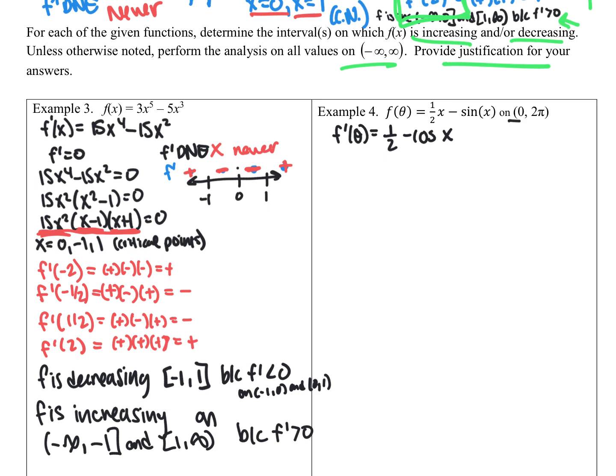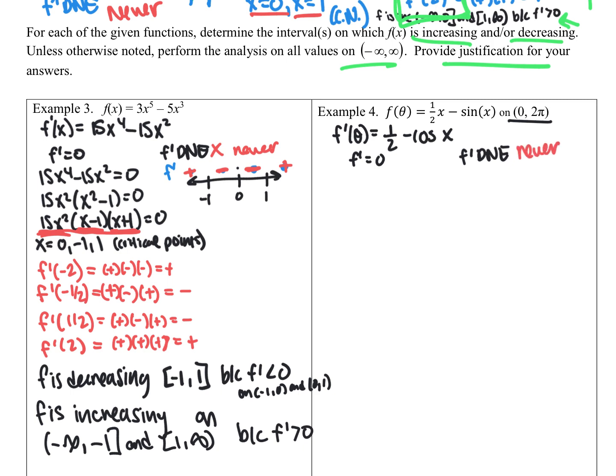And we're only worrying about the interval from 0 to 2 pi. Otherwise, this function would have a lot of zeros. So we're just focusing in on that. So we want to know where f prime equals 0 or f prime does not exist. Cosine is a continuous function. It does not have any undefined values. So this is never. We don't have to worry about that.